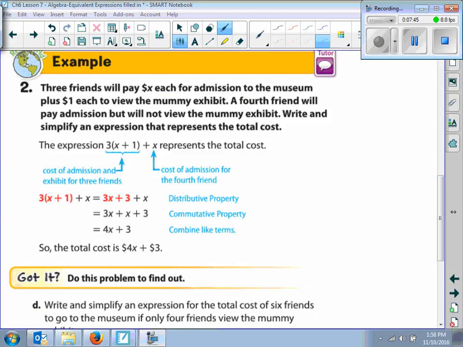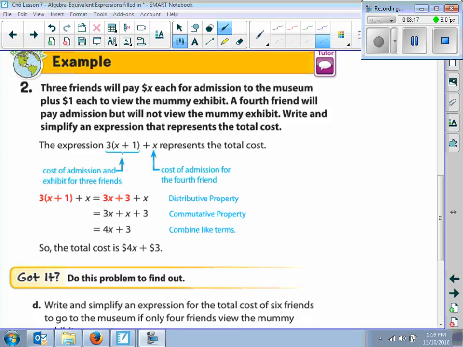All right, for the next example, it says 3 friends will pay X dollars each for admission to a museum, plus $1 each to view a mummy exhibit, okay? A 4th friend will pay admission, but is not going to see the mummy, right? So, write and simplify an expression that represents the total cost.